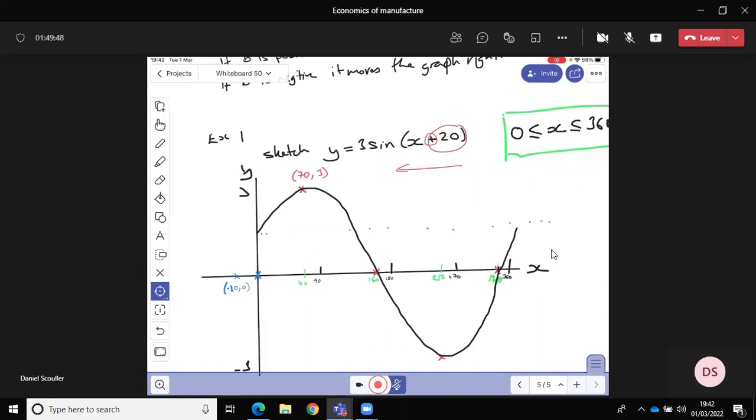Now you don't have to work out where that crosses, or where it finishes. You don't have to work that out. So these sketches don't have to be pinpoint perfect, but they need to highlight the main bits. The main bits are your maximum, your minimum, where it crosses the x-axis.